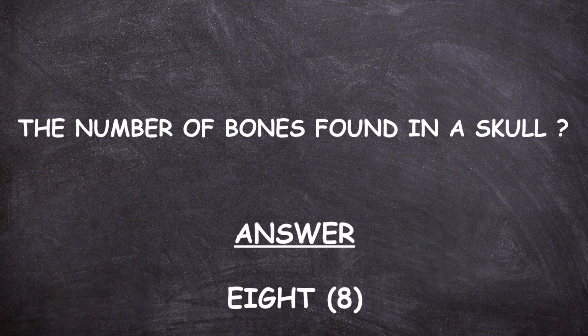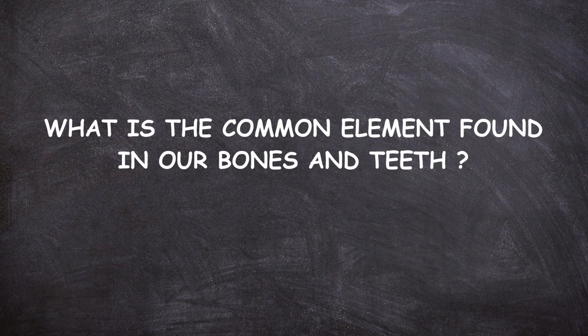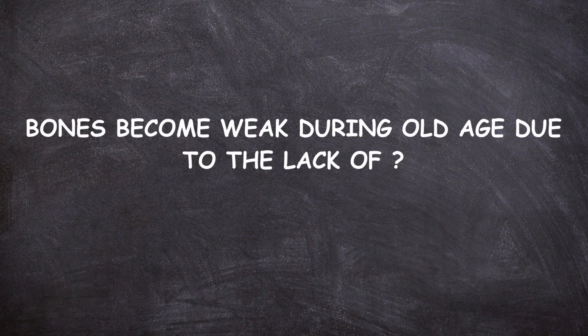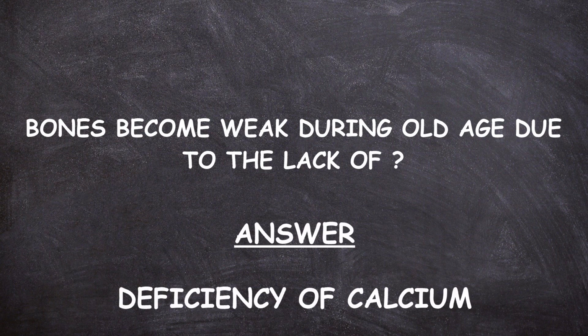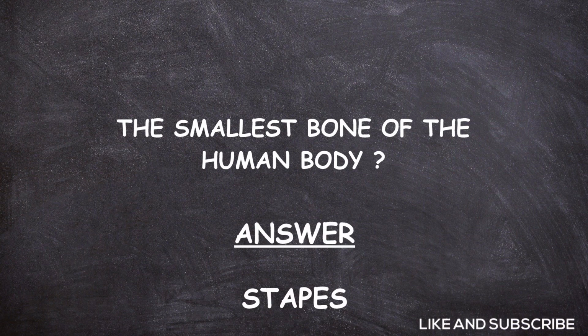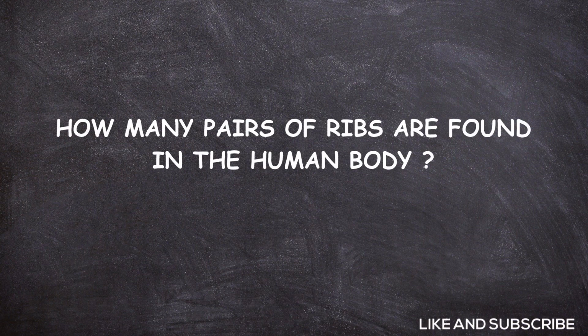What is the common element found in our bones and our teeth? Answer: calcium and phosphorus. The bones of humans become weak in old age due to the lack of? Answer: deficiency in calcium. The smallest bone of the human body is? Answer: stapes.